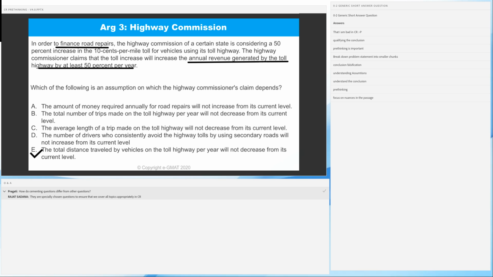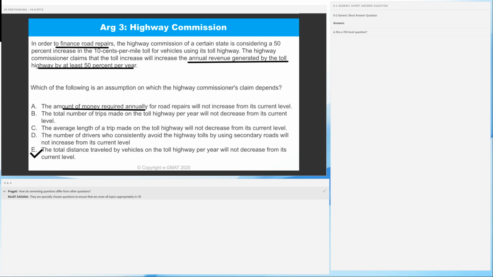Option A, isn't that a likely scenario? No. Doesn't matter if it's a likely or unlikely scenario, Usman. Usman says, can we please go through option A again? Yes. Option A talks about the amount of money required for road repairs, whether that will go up or not. Do we care about the amount of money required in the context of this argument?